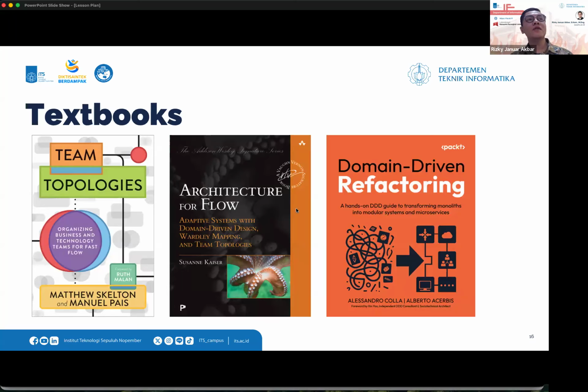And then Architecture for Flow. This actually combines Team Topologies and domain-driven design. So you can read this. I think these three books are new books. And then lastly, we have domain-driven refactoring.